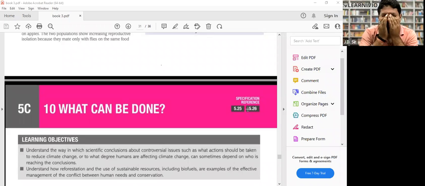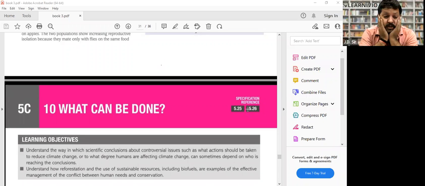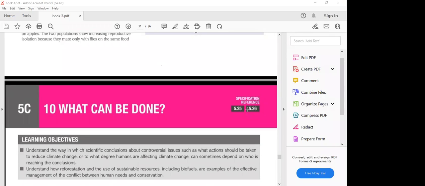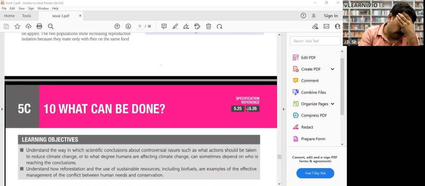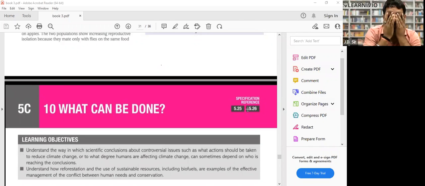We'll do it anyhow, no issue. How many chapters are left? There are topics 6, 7, and 8, these are the units 6, 7, 8. Unit 4 has topics 5 and 6, Unit 5 has topics 7 and 8, and Unit 6 is practical. So approximately there are 12 topics, 12 chapters. We'll definitely do that, no issue.